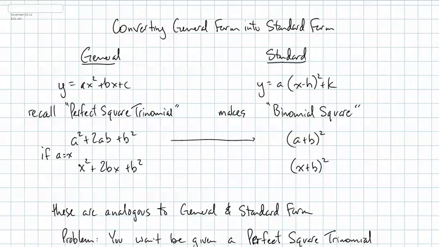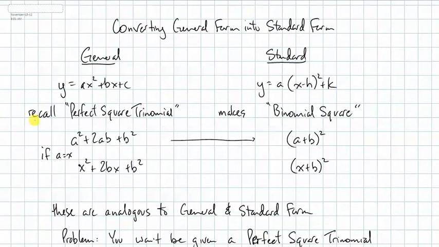The next lesson is about converting general form of a quadratic into standard form of a quadratic. Recall that general form is ax squared + bx + c. Standard form is a(x - h) squared + k, where h and k represent the vertex.